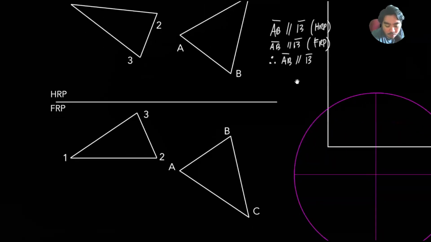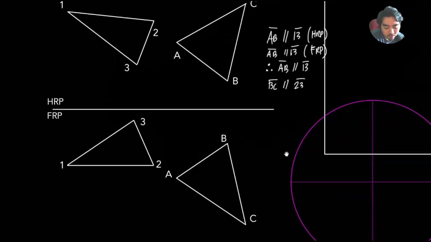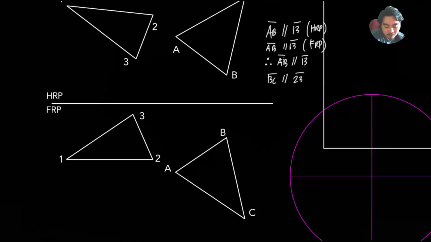Tama? Now let's look at another proof. We can see na sino bang si BC. If you look at BC is parallel to 2 3. Tama? And this is in HRP. And we can also see that BC is parallel to 2 3. We will look at this.